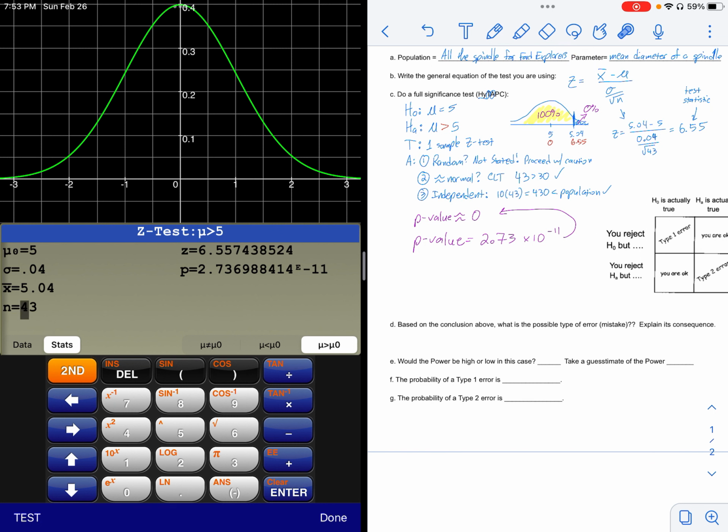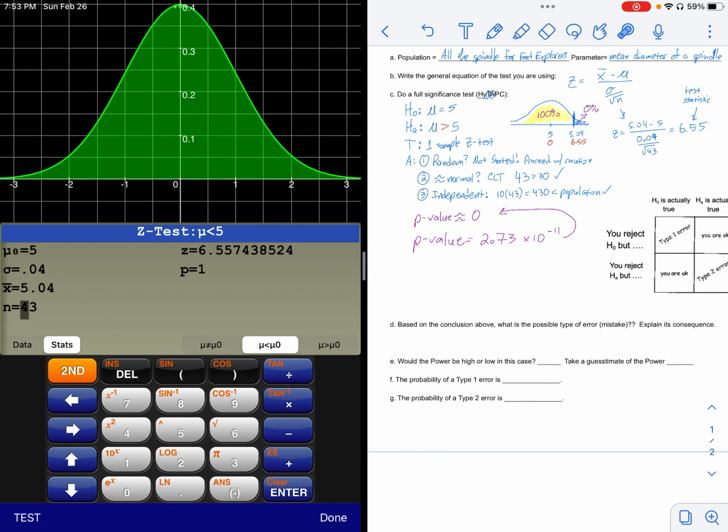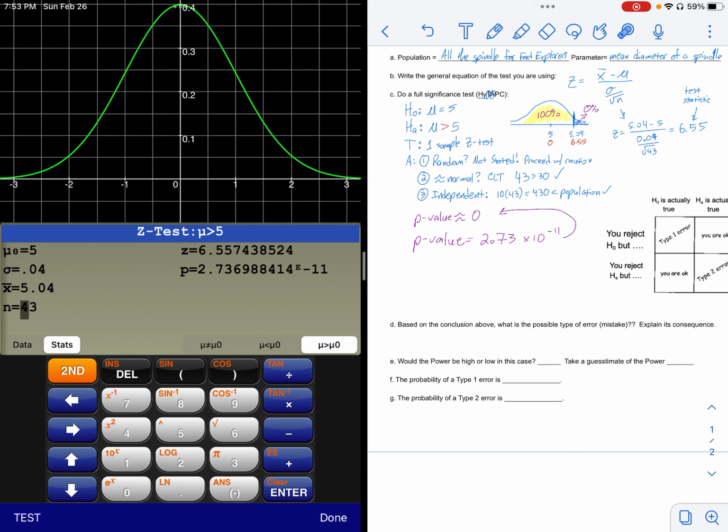And I do have the greater than selected. If I had the less than selected, it just shades the other side. And notice the probability, the P is 1. All right, so then I need to make my conclusion.